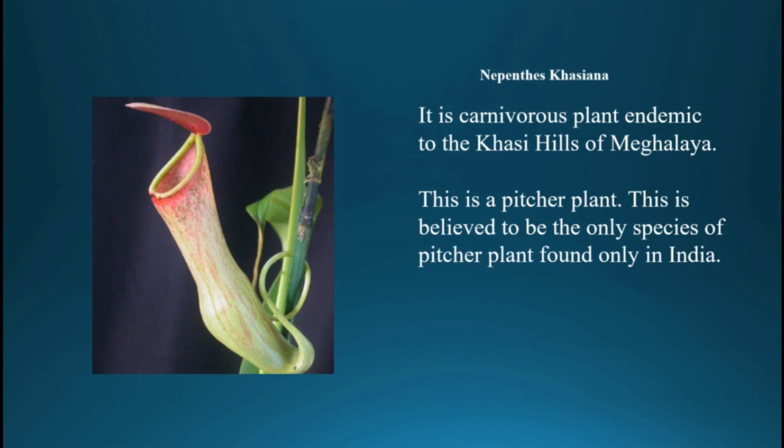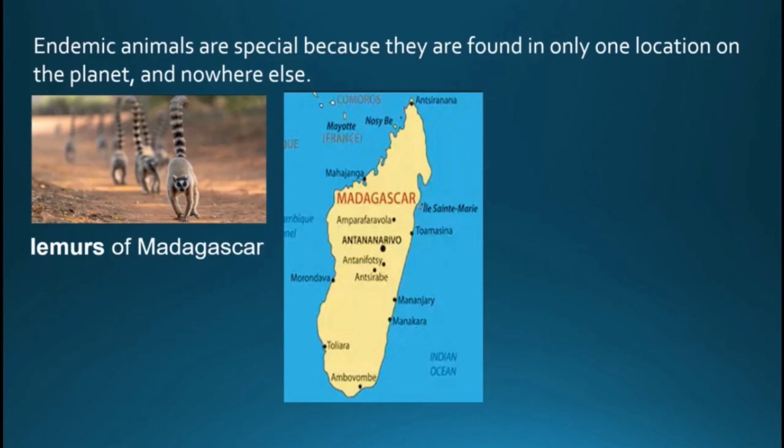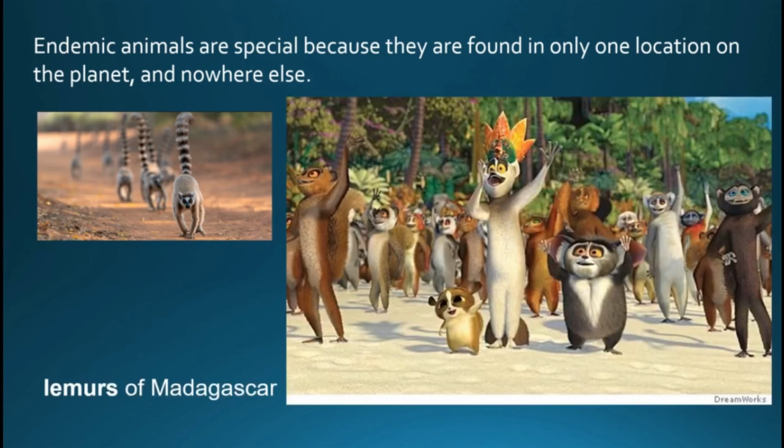And therefore all these animals and plants are referred to as endemic species. And why endemic species? Because they are found only in a particular location on the planet. I hope you have understood the meaning of endemic. Endemic means found only in a particular location. For example, on screen there is the country Madagascar, and a famous animal which is found there is the lemur. Those who have seen the Madagascar movie can recall this picture.